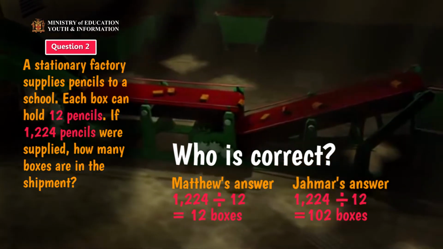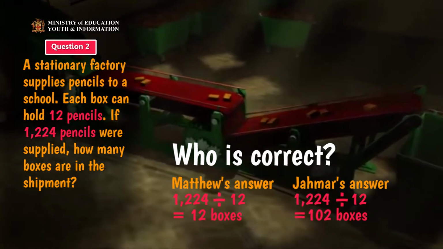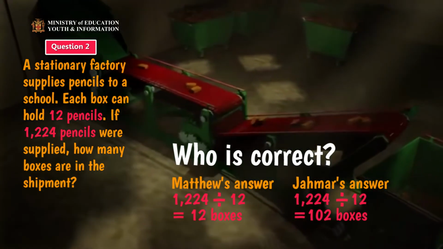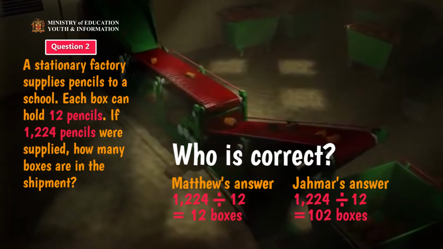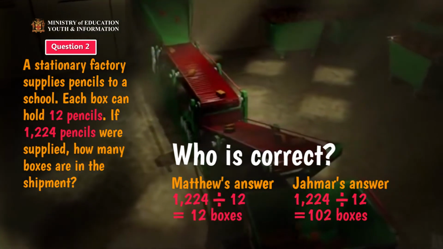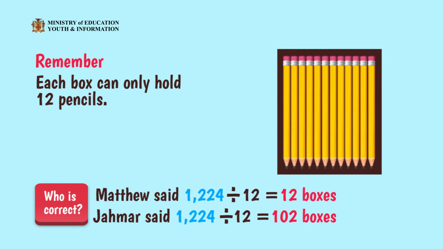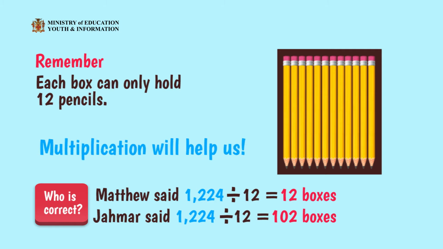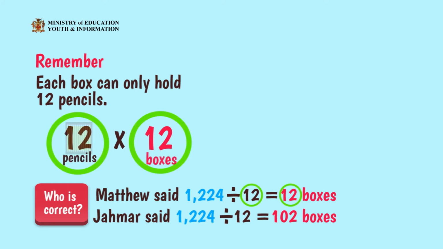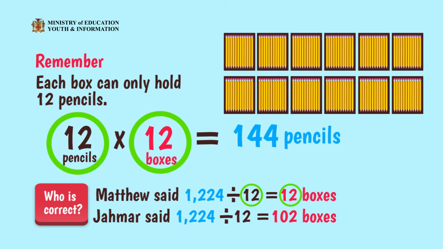Did you say Matthew or Jamar? Let us explore. Is it possible for 12 boxes to hold 1,224 pencils? Remember, each box can only hold 12 pencils. What can we consider in order to answer this question? That's correct. We can consider multiplication. 12 groups of 12 equals 144. Hence, 12 boxes are not enough to hold 1,224 pencils.